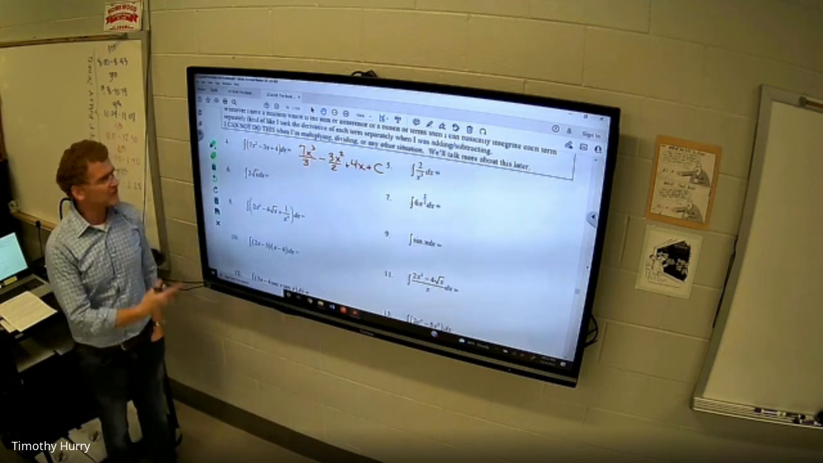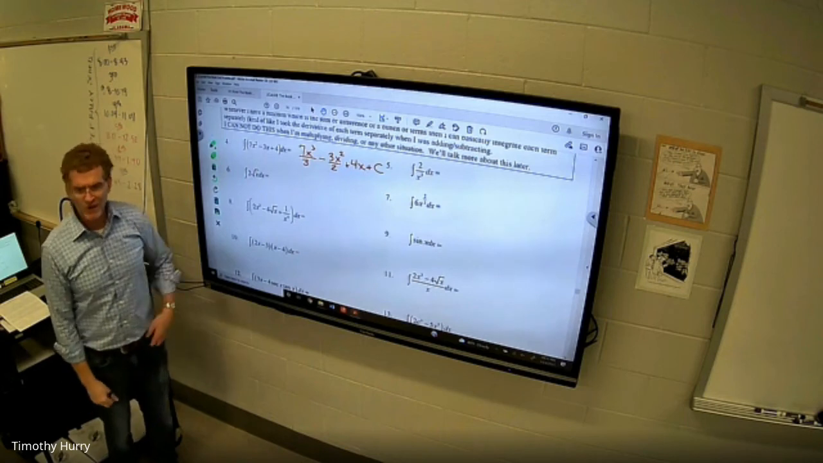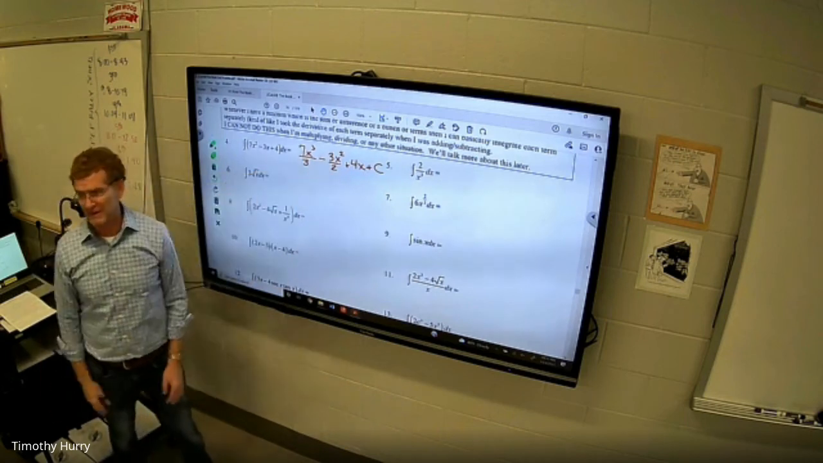But is it okay if you write like 7/3? Of course. 7/3 x cubed, totally fine. And don't worry about leaving it with negative exponents too. That's totally fine too. Nobody cares.